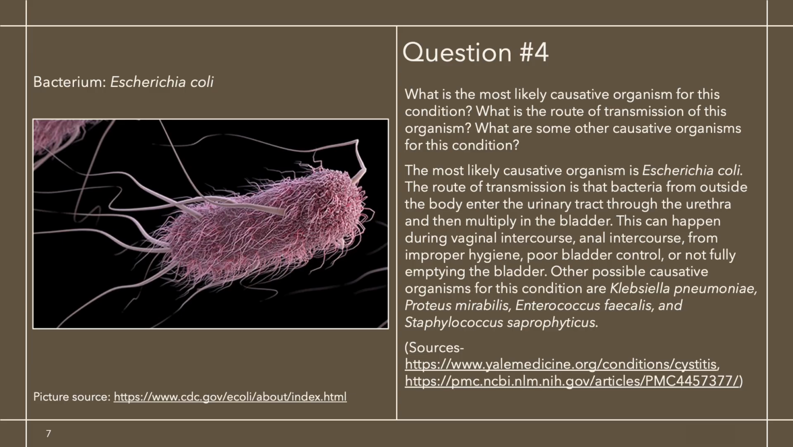Question number 4 says, what is the most likely causative organism for this condition? What is the route of transmission of this organism? What are some other causative organisms for this condition? Well, the most likely causative organism is Escherichia coli. The route of transmission is the bacteria from outside the body enter the urinary tract through the urethra and then multiply in the bladder. This can happen during vaginal intercourse, anal intercourse, from improper hygiene, poor bladder control, or not fully emptying the bladder.